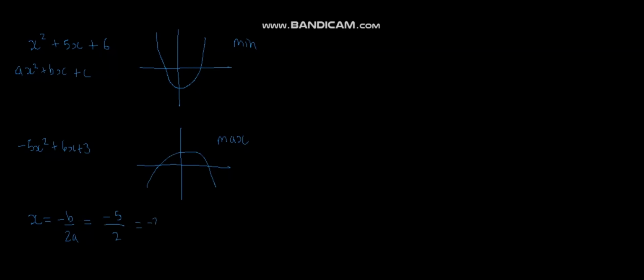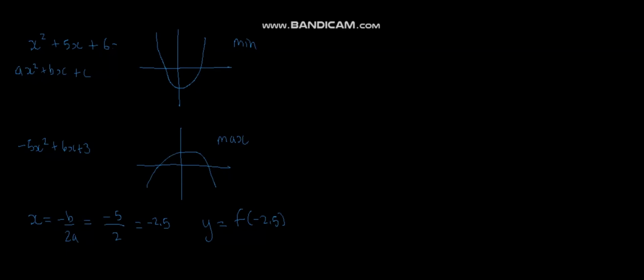You get minus 2.5. So now that we have the x coordinate, we can get our corresponding y coordinate. y would be given by f of minus 2.5. What do I mean by this?